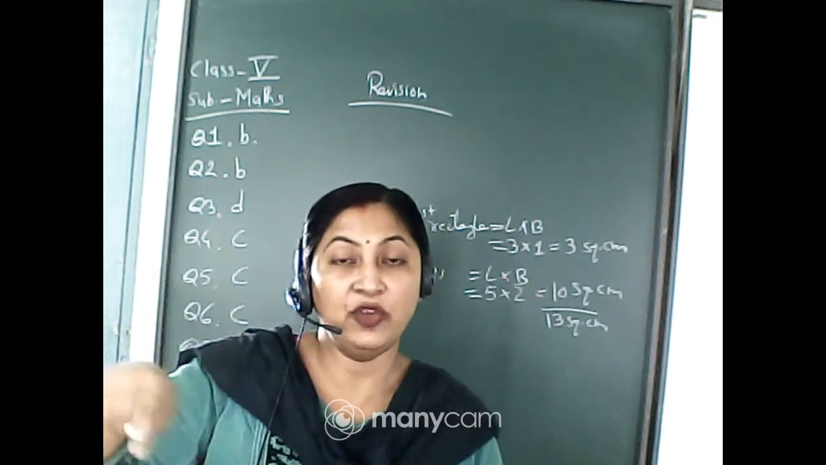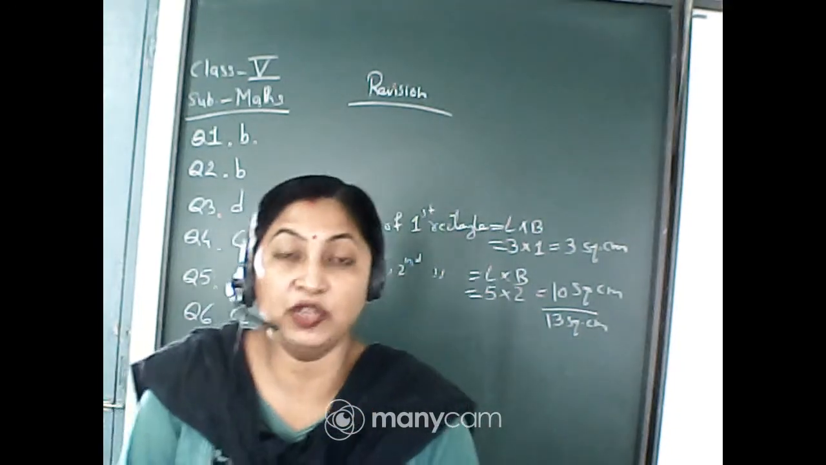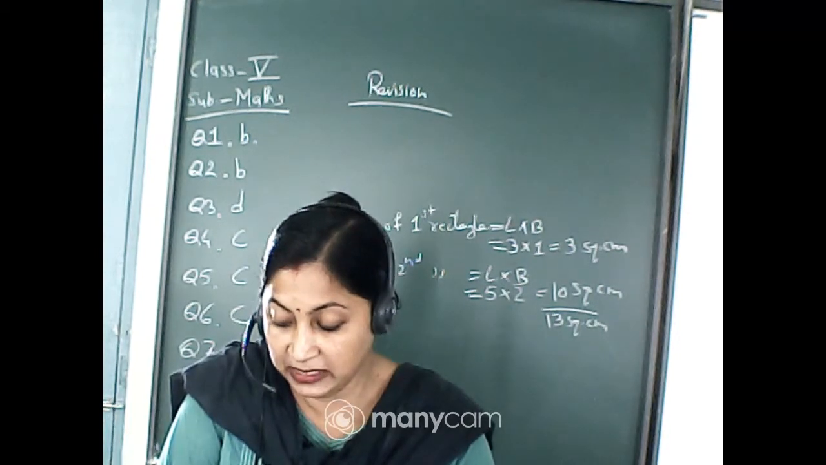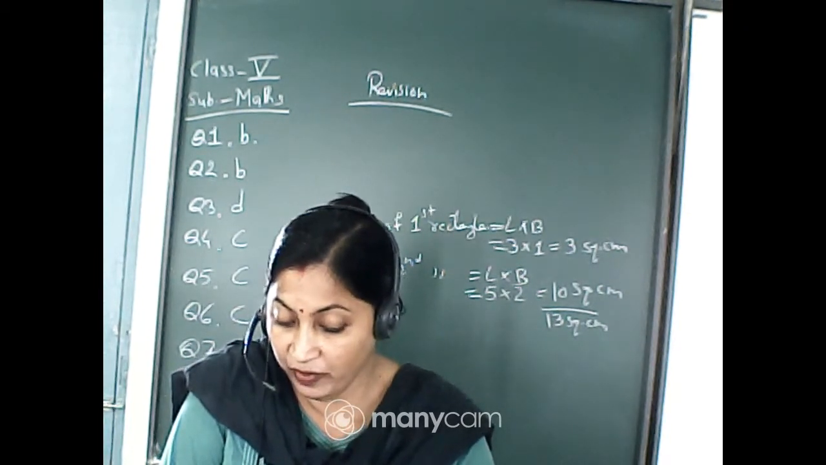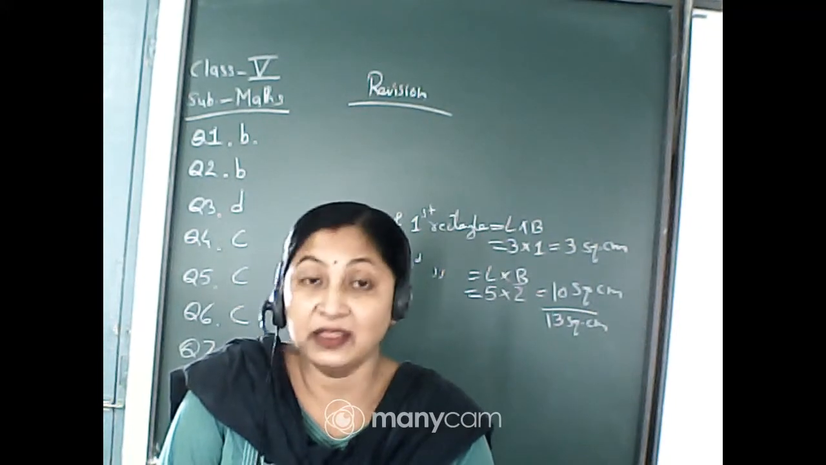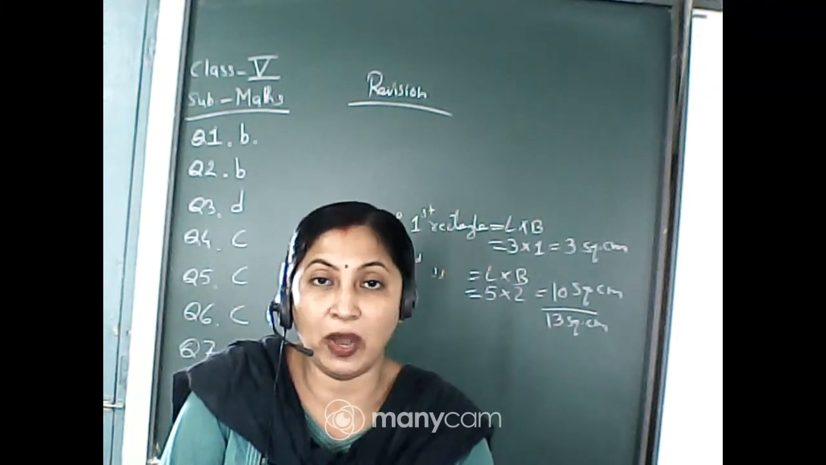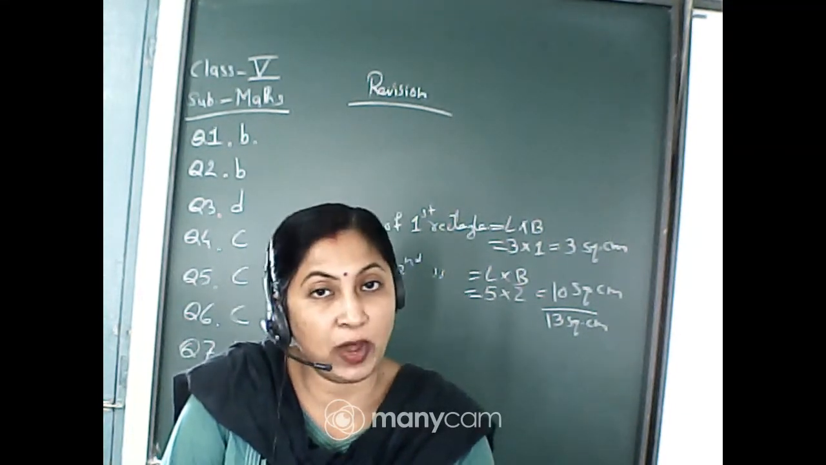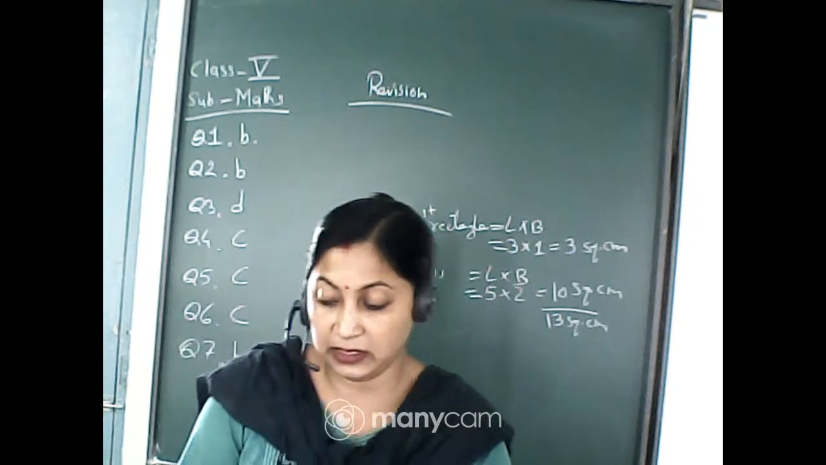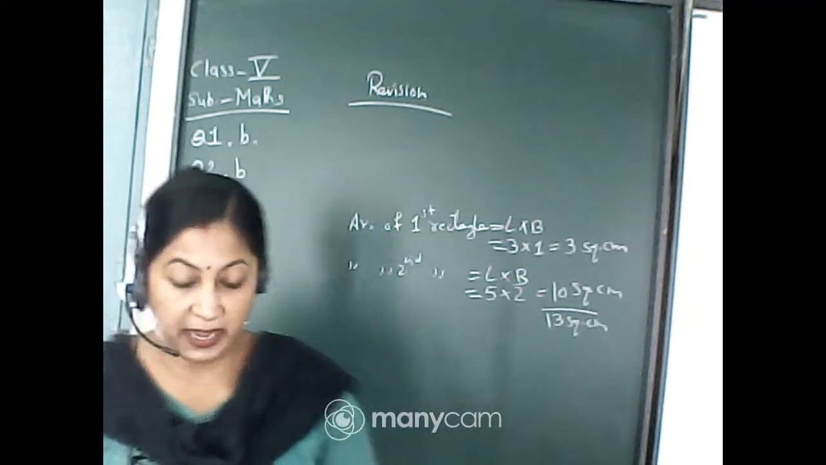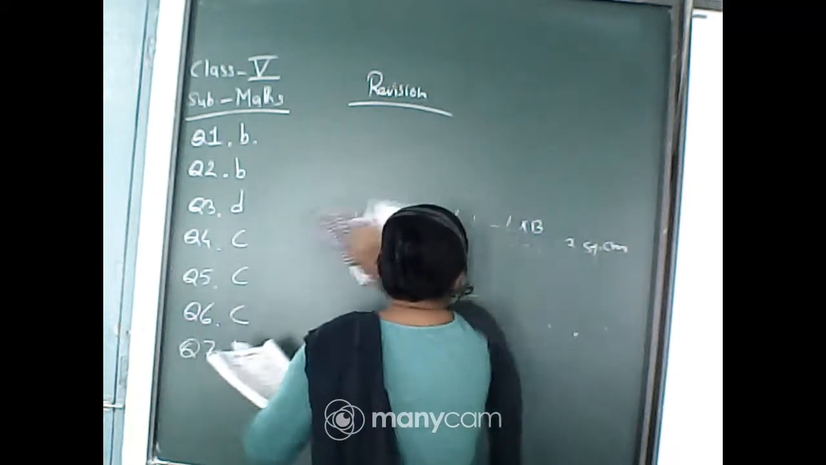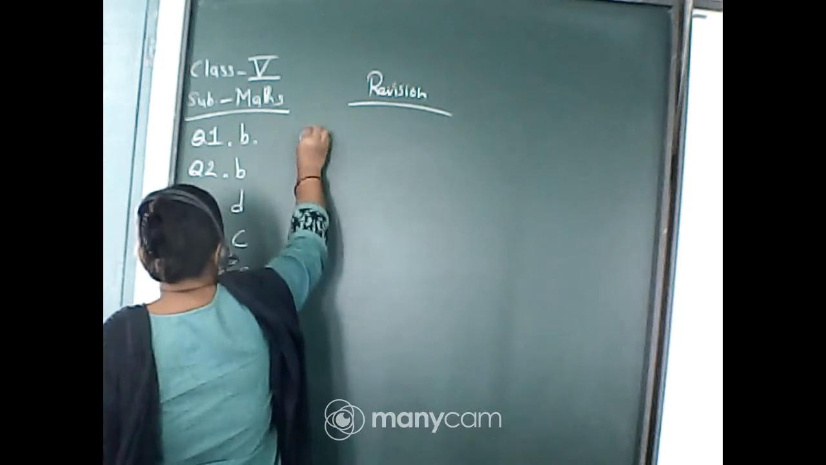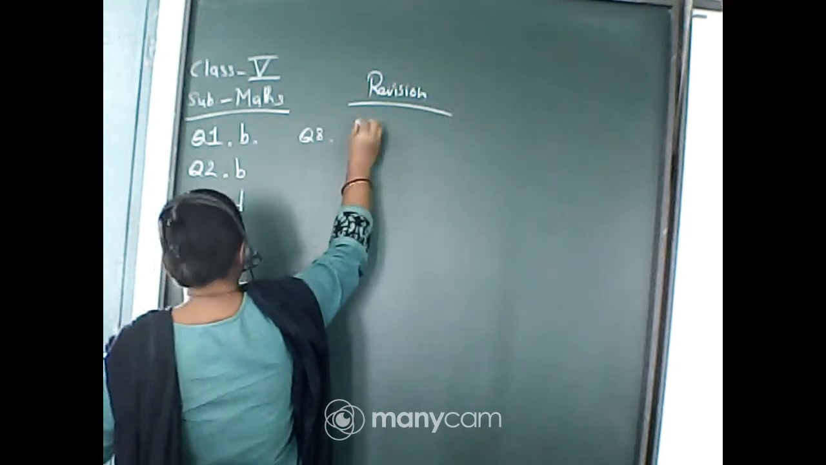When you look at the inside portion, you will see that squares are made inside, and when you count all the squares, it will be 13. That means the area of the figure is 13 square centimeter. That is option number C. So for question number 8, the answer is option number C. Just write it down.